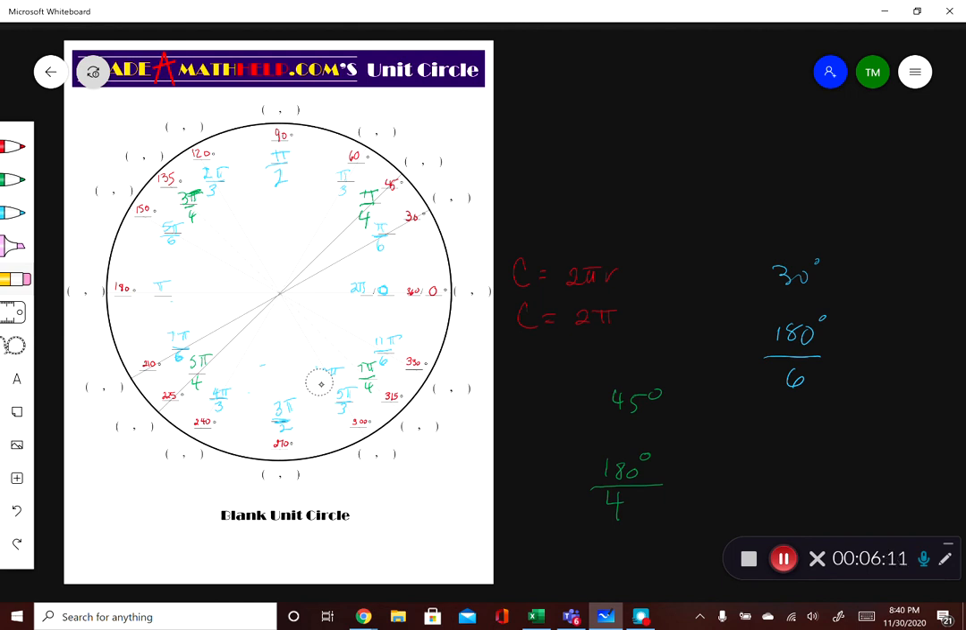I will be following this up with an additional video on the unit circle, which is going to walk us through how to find the points on the unit circle.